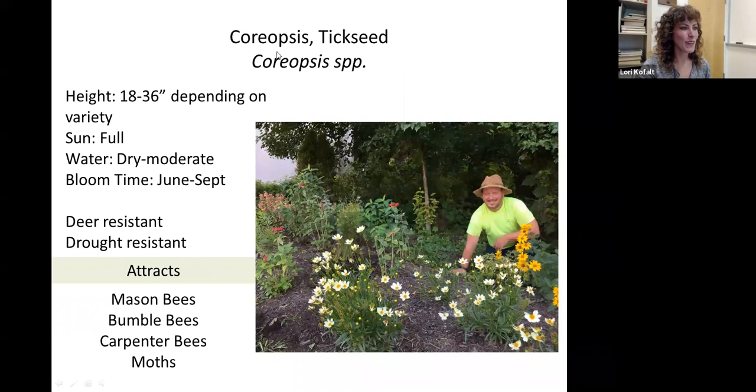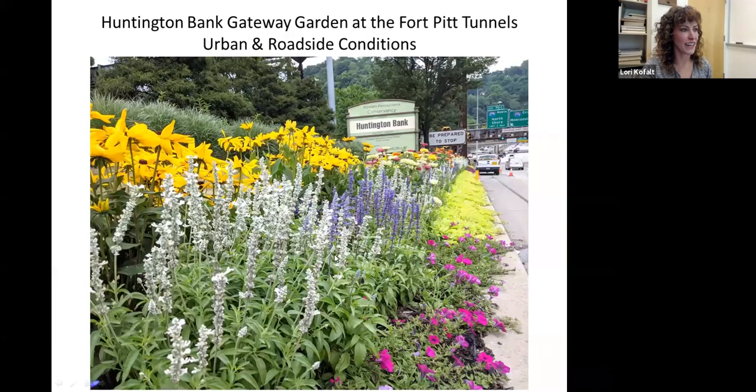And Coreopsis we planted at this garden, again for its deer resistance. And I was able to find the particular bees that this will attract there. And this is one of our field staff, Matt, who designed this garden. So he was responsible for the beautiful assortment of pollinator plants you see here.